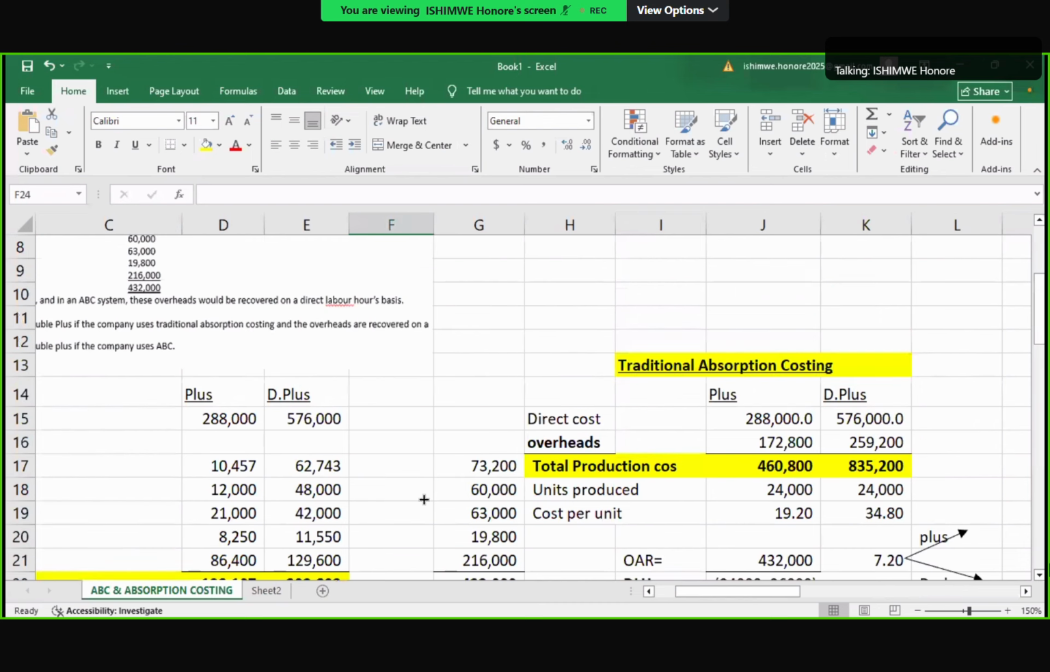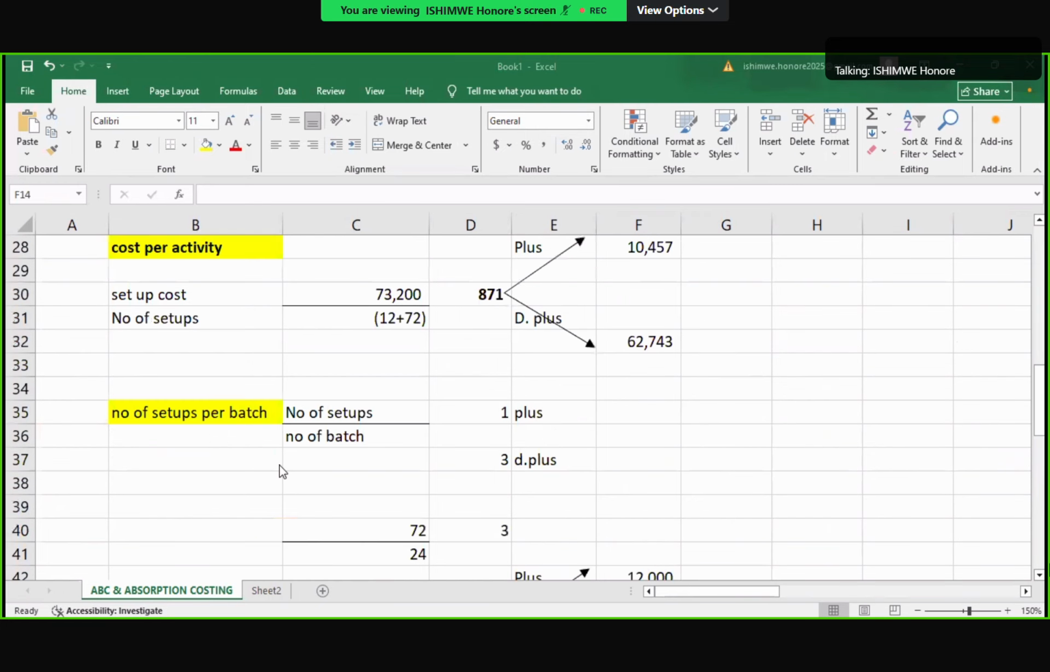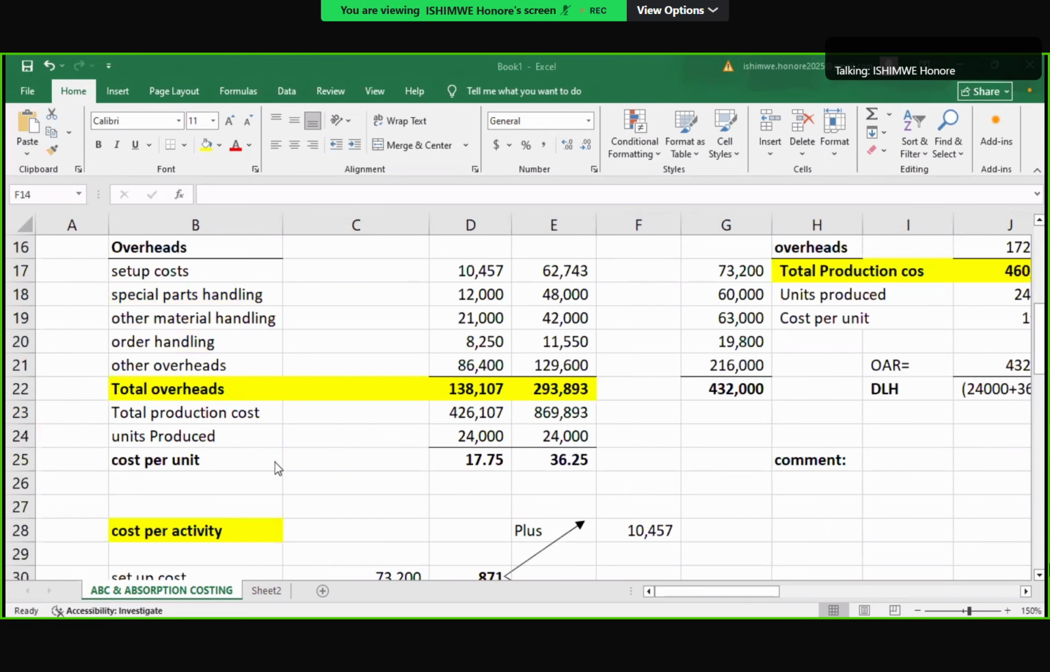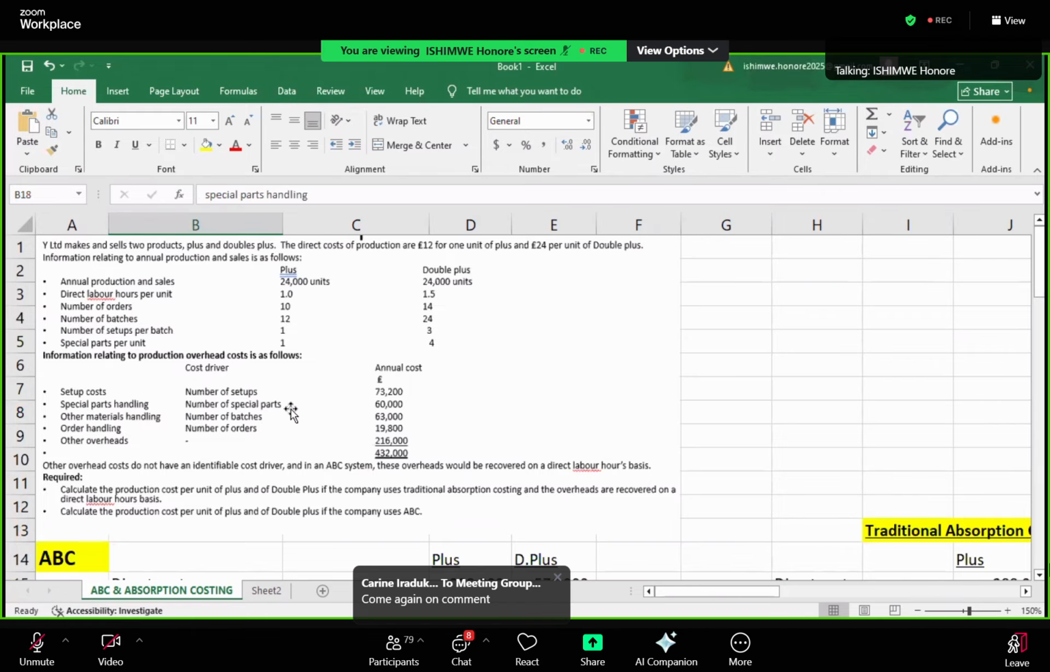Now I can hear the questions. What are the questions? Any question? Yeah, go ahead. There is somebody who asked the first question: repeat again on special parts handling, how you find the number of special parts. Yeah, let me go to this. So here, you said on special parts handling, the cost of it, they said in the question, we have to choose the number of special parts. And then how do I get the number of special parts?